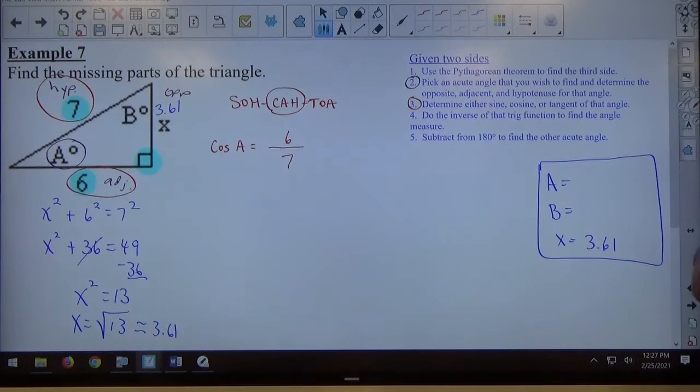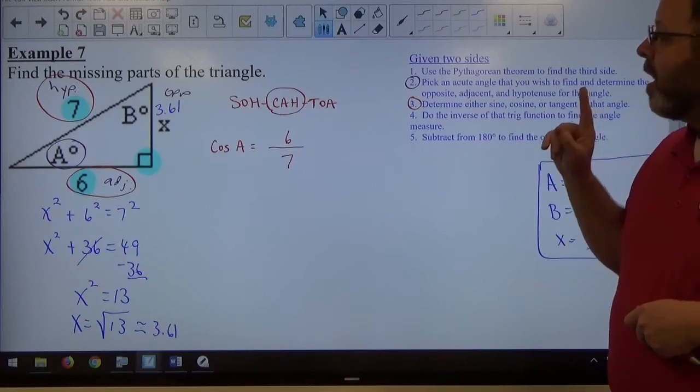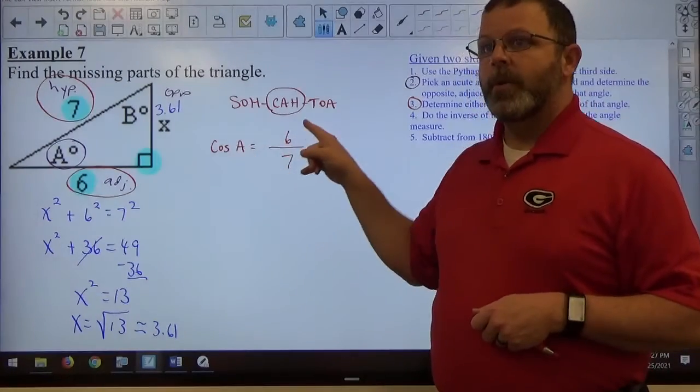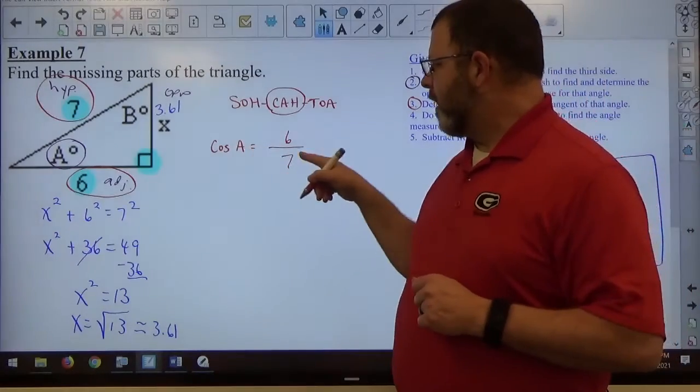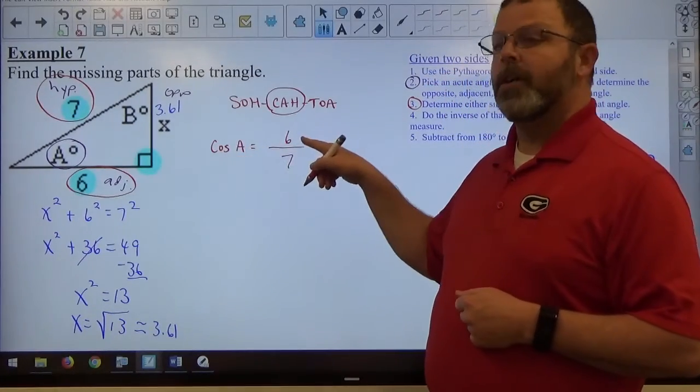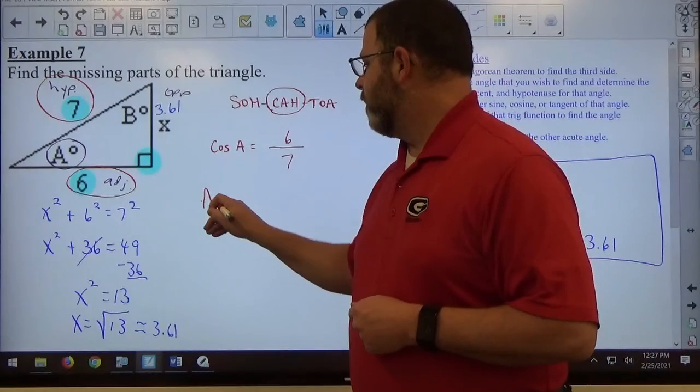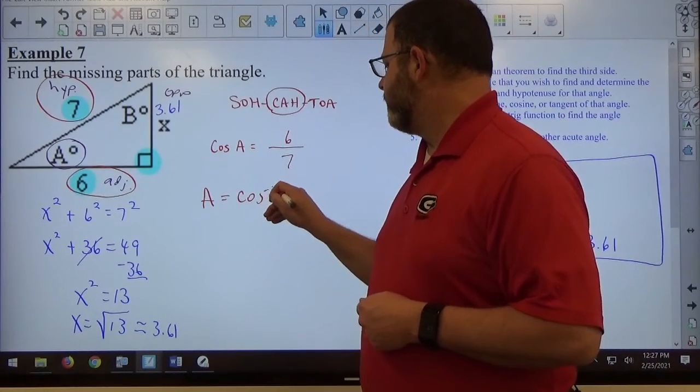Anytime you write a trig expression, it's trig function of some angle equals some fraction. That's how you write these fractions, these proportions out every time. This time we don't know the angle. We know both sides, all right? And what I told you about yesterday is if you want to know what the angle is and you don't know what the angle is, you're going to use the inverse cosine.